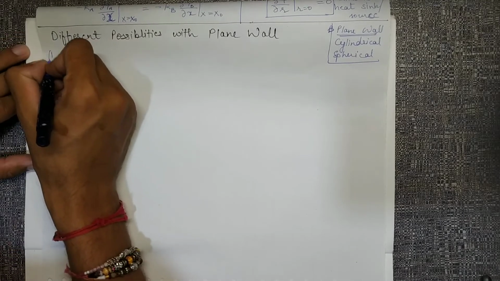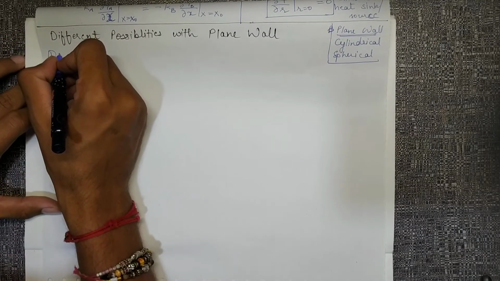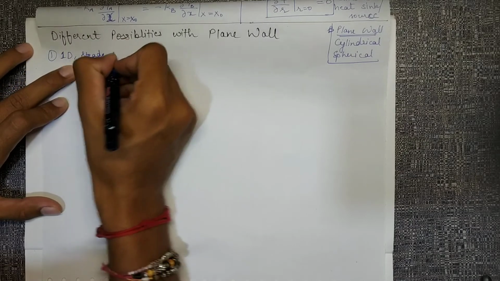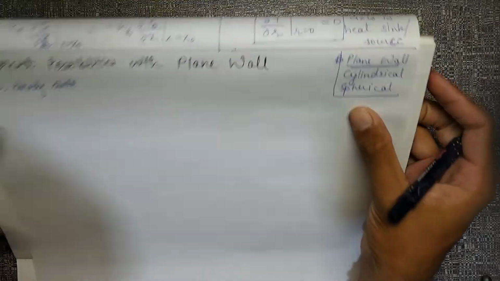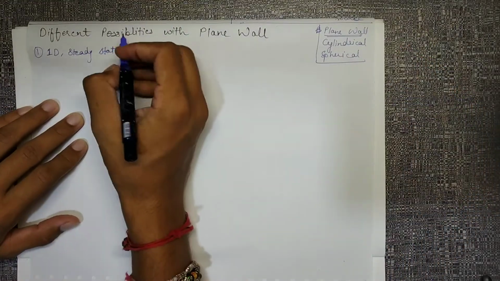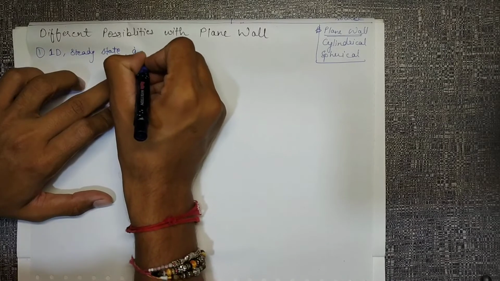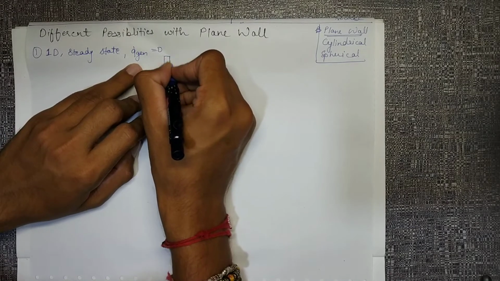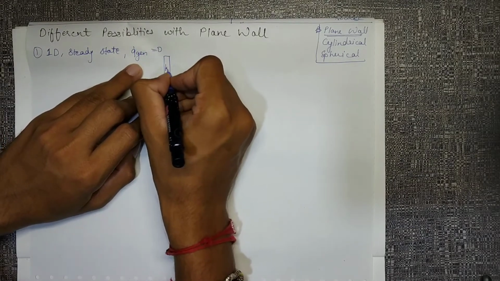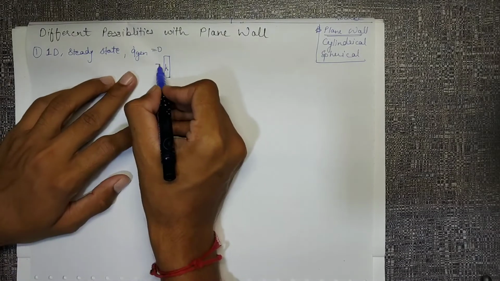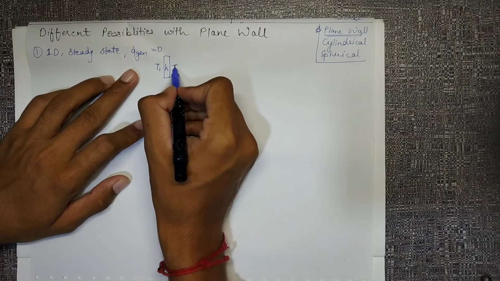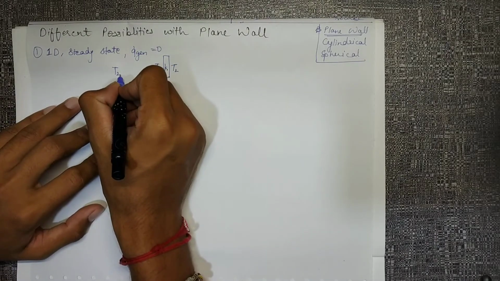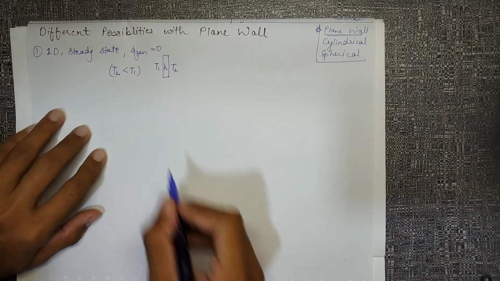First we are given a plane wall which is 1D, steady state, and there is no heat generation, so Qgen is 0. These are the simplifications we are given. The plane wall has a conductivity K, temperature T1 on the left side, and T2 is the surface temperature on the right side, and we are assuming T2 is less than T1.